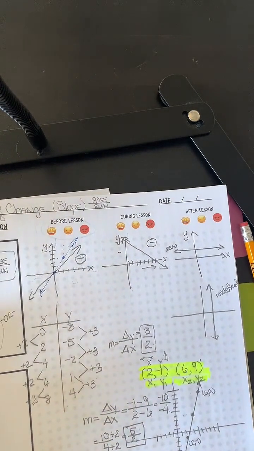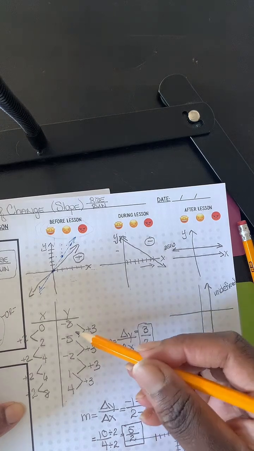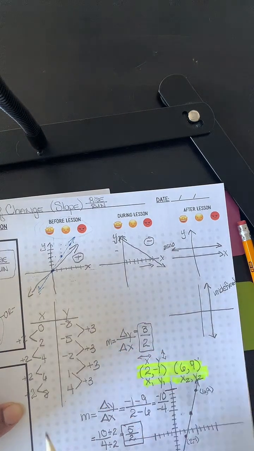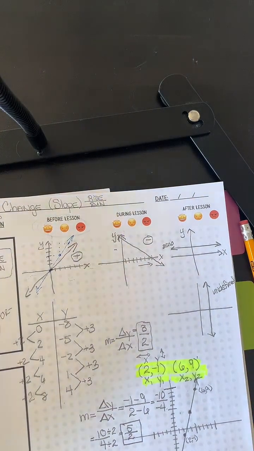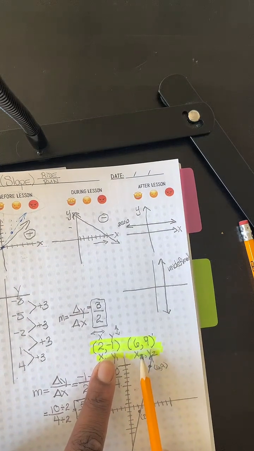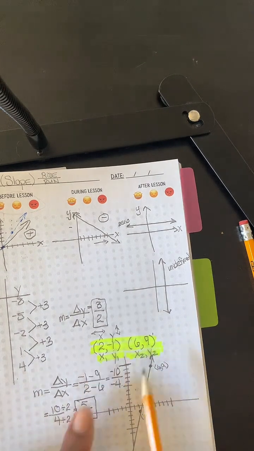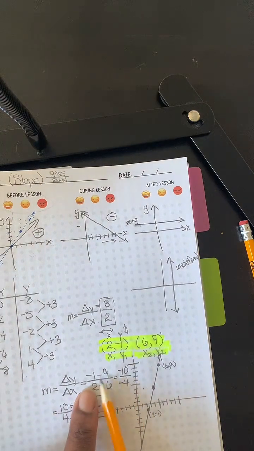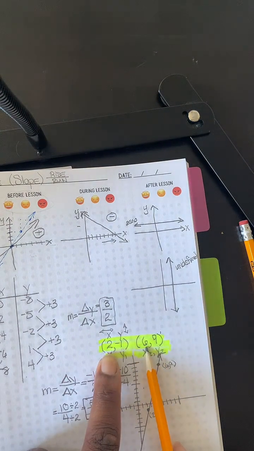So what we did today is we looked at it as a table, by finding the pattern of our y's and putting it over the pattern of our x's. The other thing we did was calculate using 2 points, using their coordinates. Once we looked at the coordinates, we basically take the difference of our y's and put it over the difference of our x's.